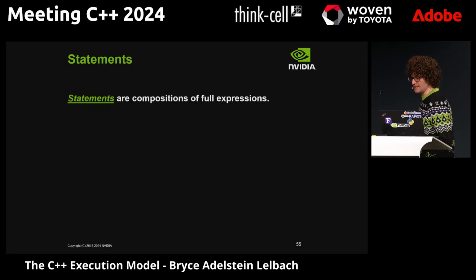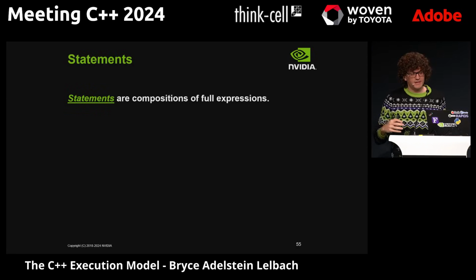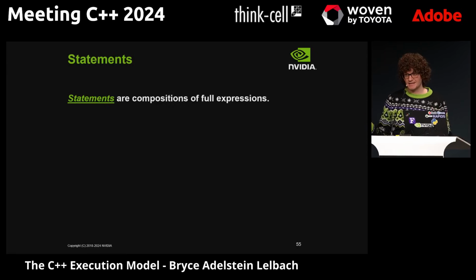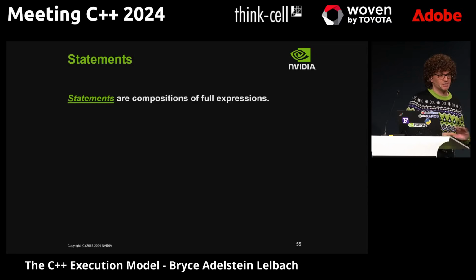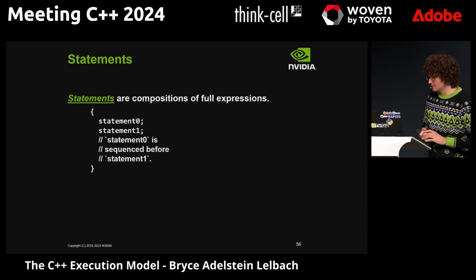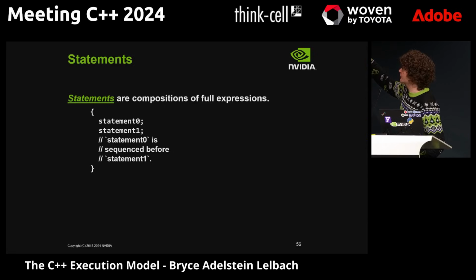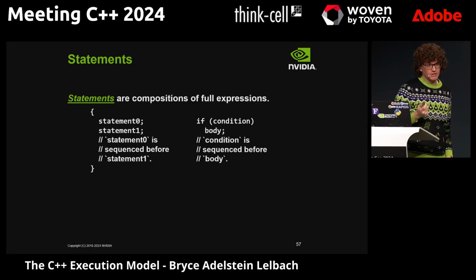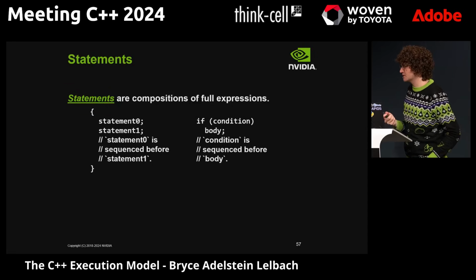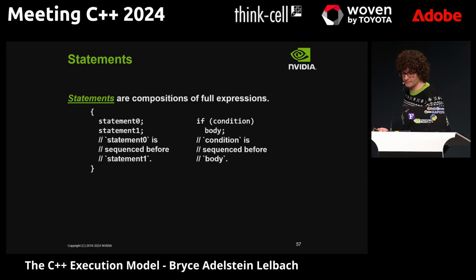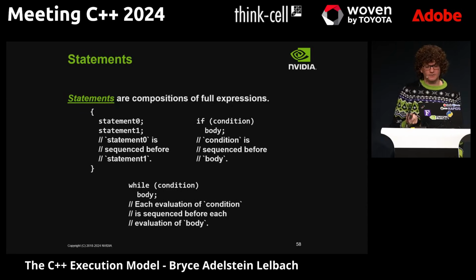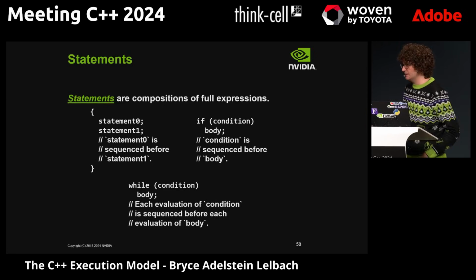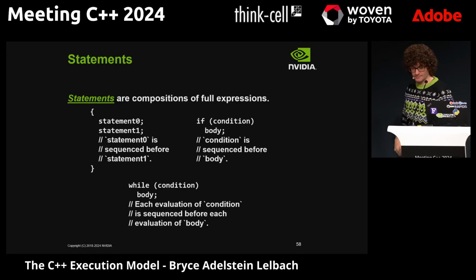All right, so what about statements? I like to think of statements as just being compositions of expressions insofar as the C++ execution model is concerned. It's all just expressions. So statement 0 here, whatever it would be, is going to be sequenced before statement 1. The condition of an if statement is sequenced before the body of that if statement. And the condition of a while loop is sequenced before each evaluation of the body. And likewise for for loops.